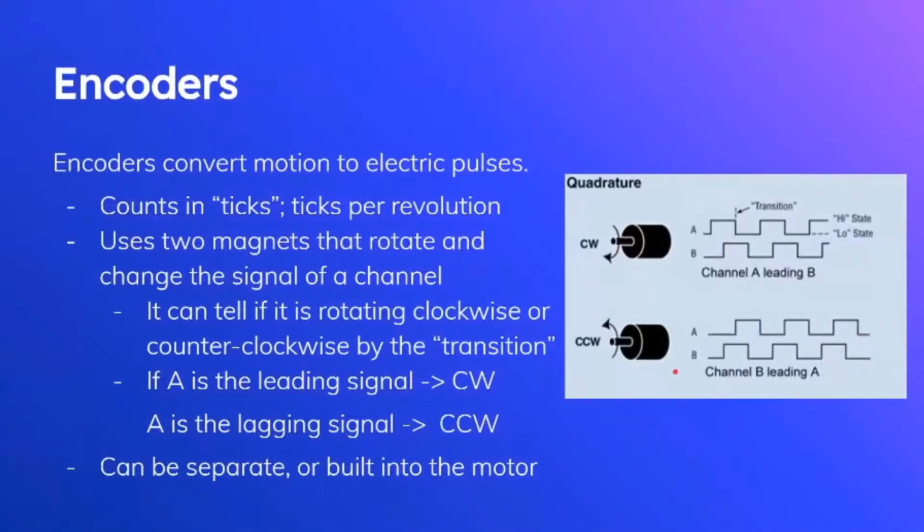Encoders convert motion to electric pulses. They count in ticks. Every full revolution of the motor shaft has a constant number of ticks. For NeveRest motors, it's 1440, I think.